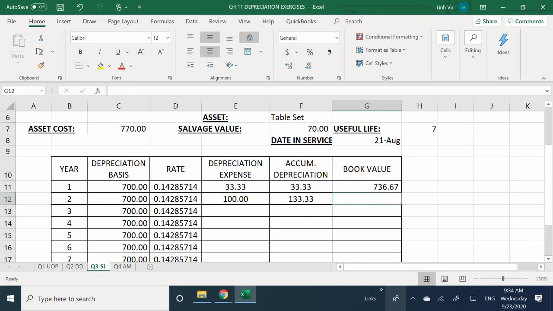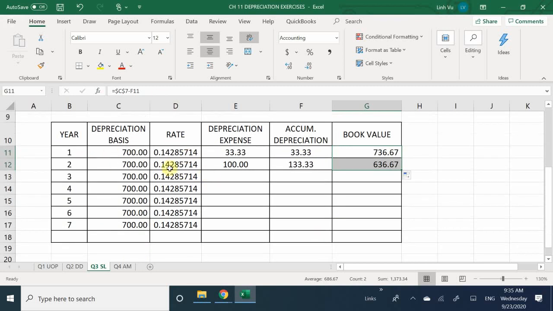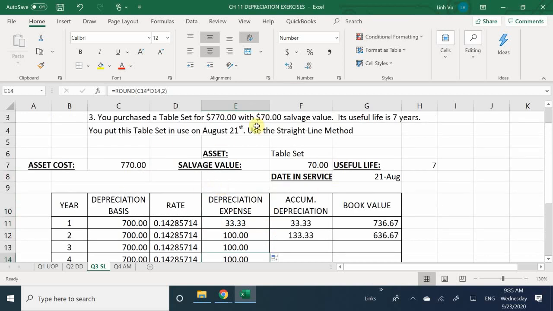133.33. So my book value should be 636.67. Now, again, because we solved for one whole year, what's my assumption going to be? I would say the entire depreciation going down would be 100, the rest is going to be 100. Correct. But make sure that you know, how old is my asset?